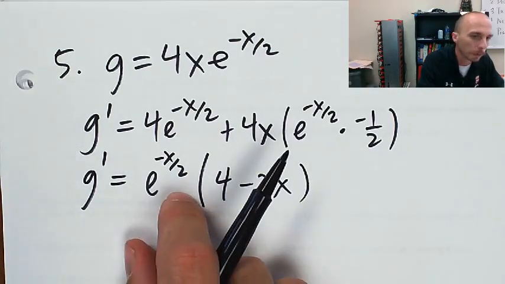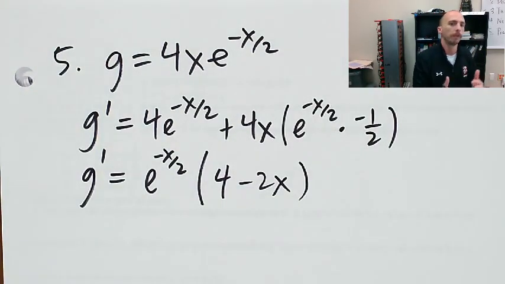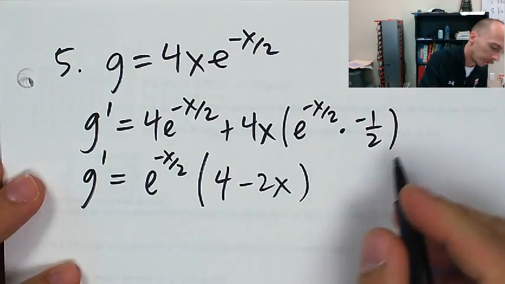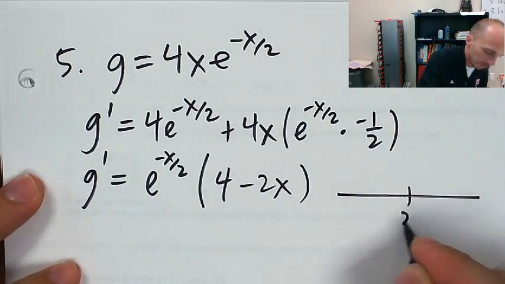It's not going to give us any other type of critical points either, because e to the negative x divided by 2 is always well defined. Okay, so I don't have to worry about g prime being undefined. Okay, only g prime equals 0, and that's only at x equals 2. Right? And so that'll be over here at 2.